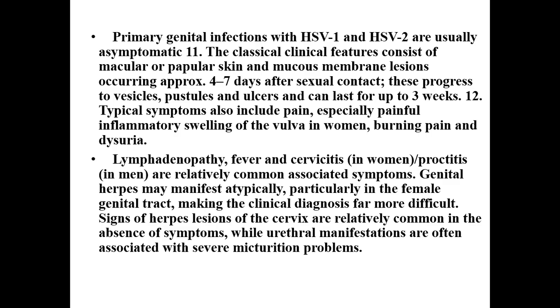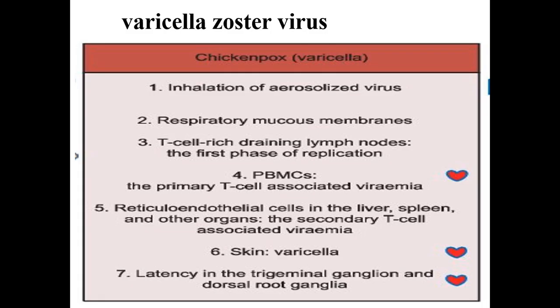micturition problems. Varicella zoster virus produces vesicular eruptions, rashes on the skin and mucous membrane, in the form of two clinical entities. Chickenpox is characterized by generalized diffuse bilateral vesicular rashes which occur following primary infection, usually affecting children.